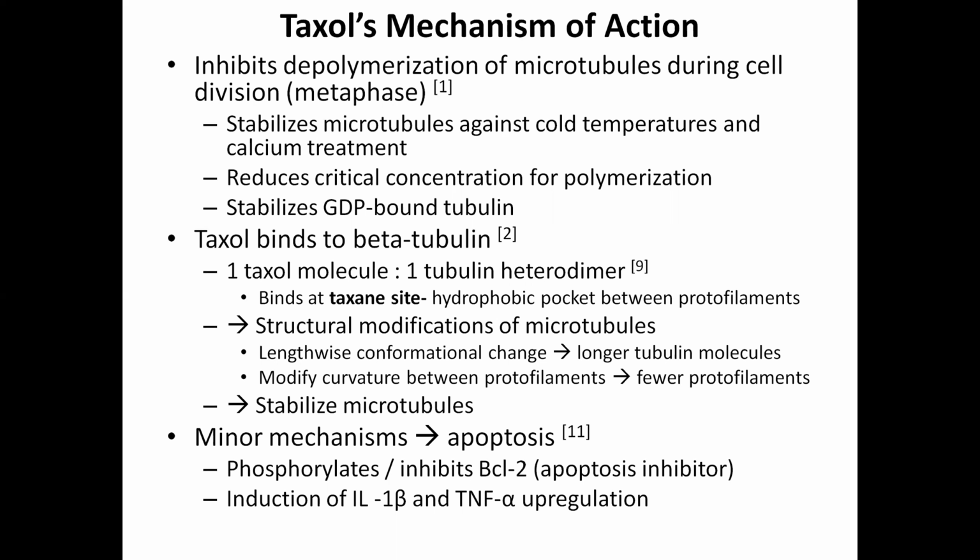Taxol also has some minor mechanisms of action which also lead to apoptosis, such as phosphorylating or inhibiting BCL2, which is an apoptosis inhibitor, and induction of IL-1 beta and tumor necrosis factor alpha upregulation, which also leads to apoptosis.